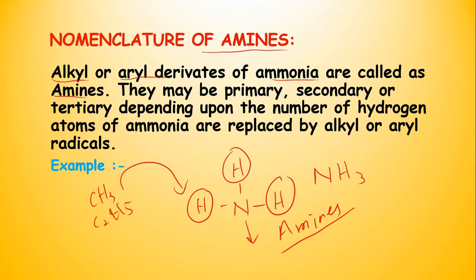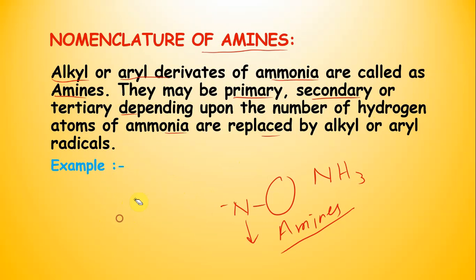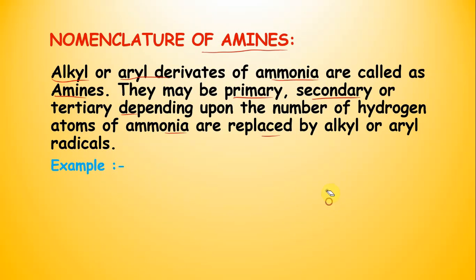So this is called an amine, and they may be primary, secondary or tertiary depending upon the number of hydrogen atoms of the ammonia replaced by the alkyl radical. So there are basically three types of amines. One is primary amine, second is secondary amine, and the last is tertiary amine. So what is the primary amine? Look here, I am giving you an example.